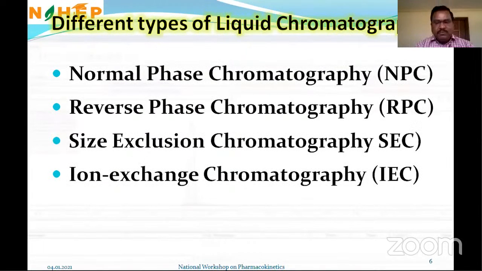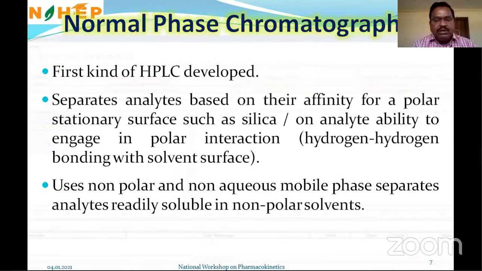Coming to the different types of liquid chromatography, there are more than 10 types, but these four are commonly used for clinical research, pharmaceutical industries, and analysis of residues. Those are normal phase chromatography, reverse phase chromatography, size exclusion chromatography, and ion exchange chromatography. First we will go through normal phase chromatography. It is the first kind of HPLC developed.